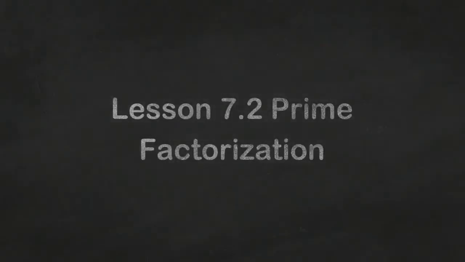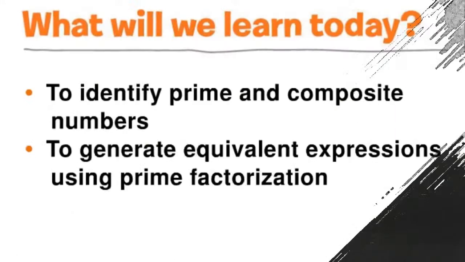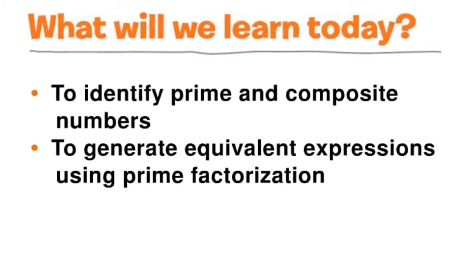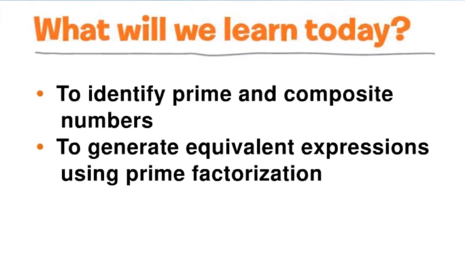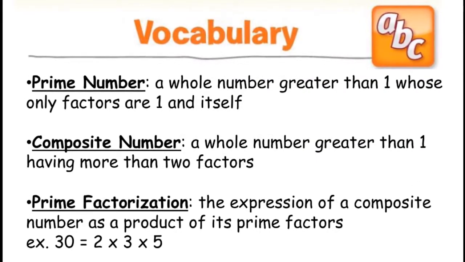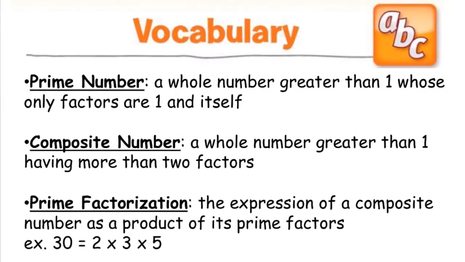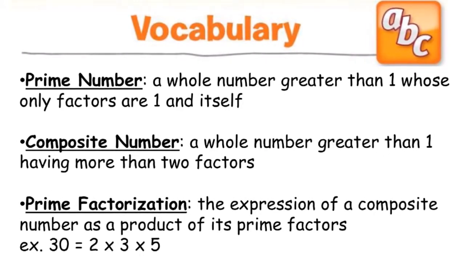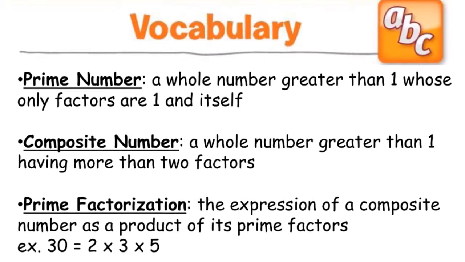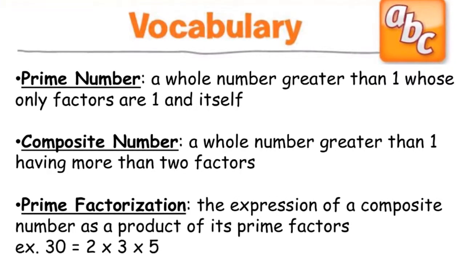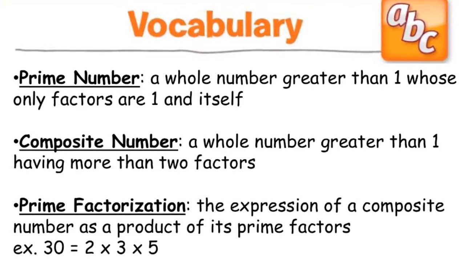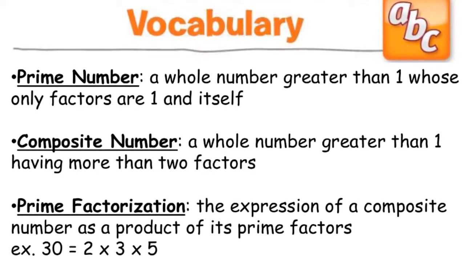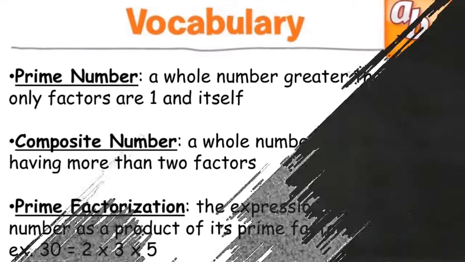Lesson 7.2, Prime Factorization. In this lesson I will show you how to identify prime and composite numbers, as well as how to find prime factors of a number. When you have a whole number greater than 1 whose only factors are 1 and itself, that would be a prime number. If it has multiple factors available, then it would be a composite number. When you break down a number into prime factors, that would be prime factorization.